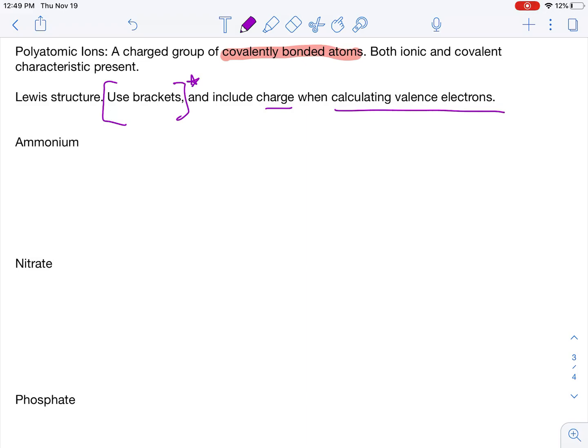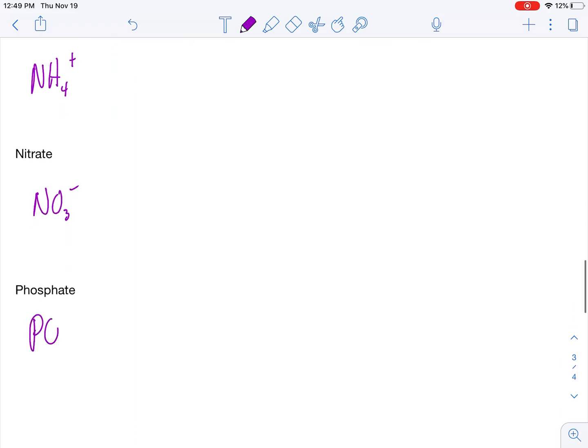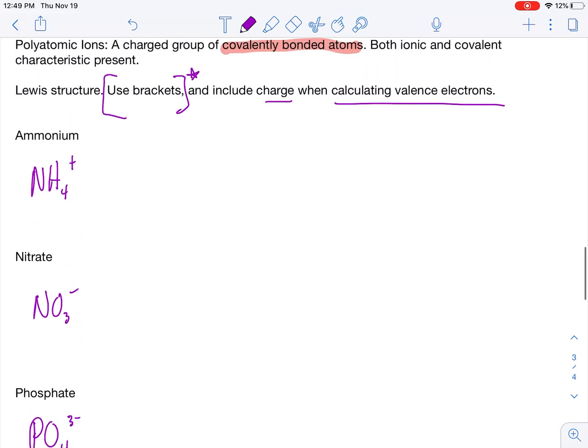We have 3 examples for you today: ammonium, nitrate, and phosphate. These you should start to become very familiar with. I keep on saying you don't have to memorize them, but golly, it would be easier if you did. So ammonium in your packet is NH4 positive, nitrate is NO3 negative, and phosphate is PO4 3 negative.